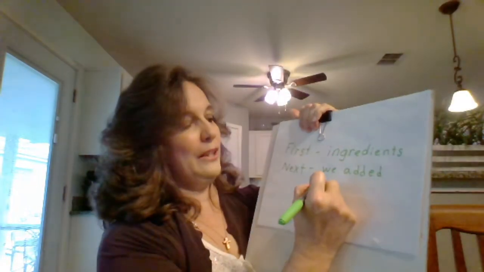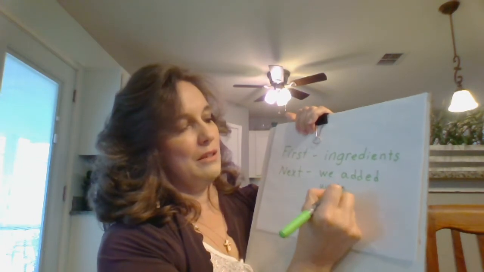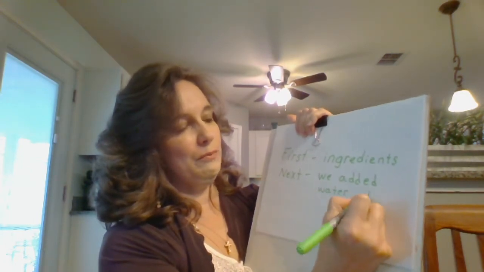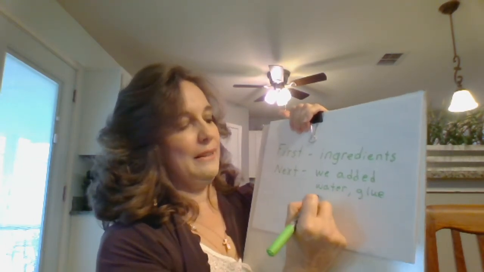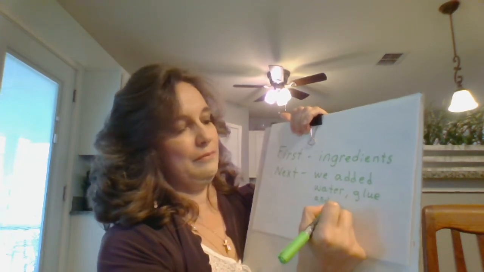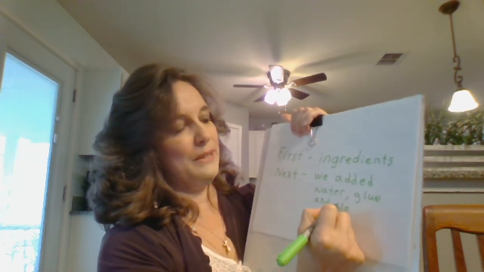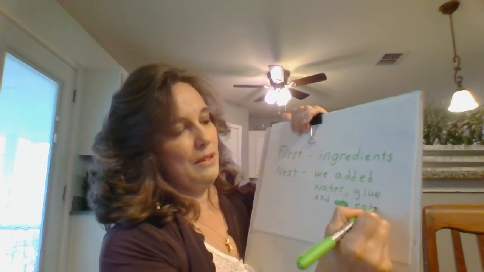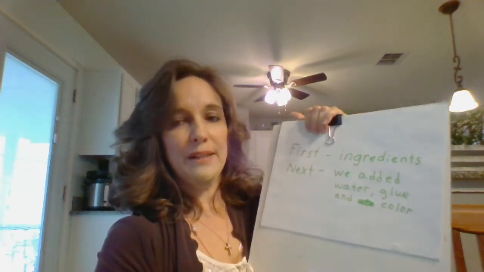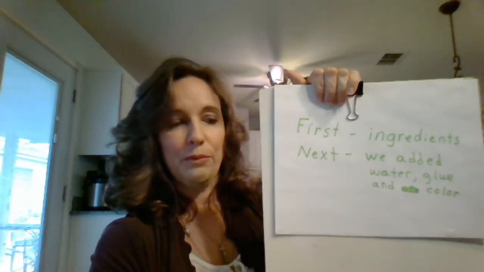We added water, glue, and color. Whoops, I misspelled color. So you write down what you want to write down. I put what we did next was we added water, glue, and color. Now these are just my notes. I might end up changing it a little bit when I get ready to write my actual paper. I might need to add some more words.